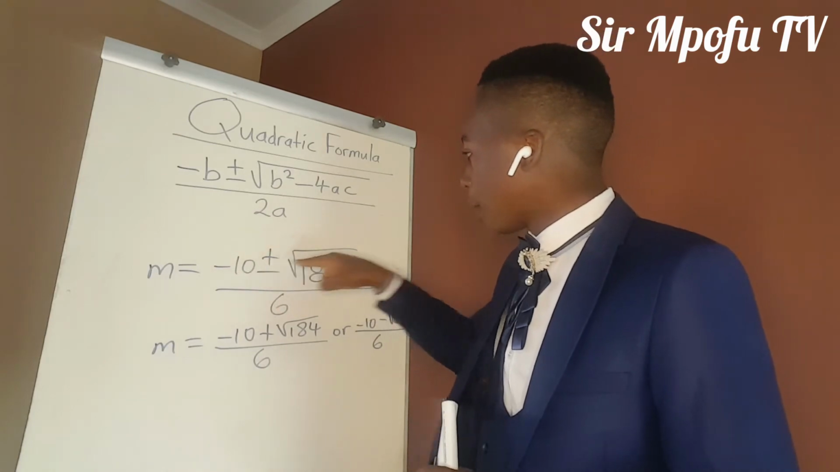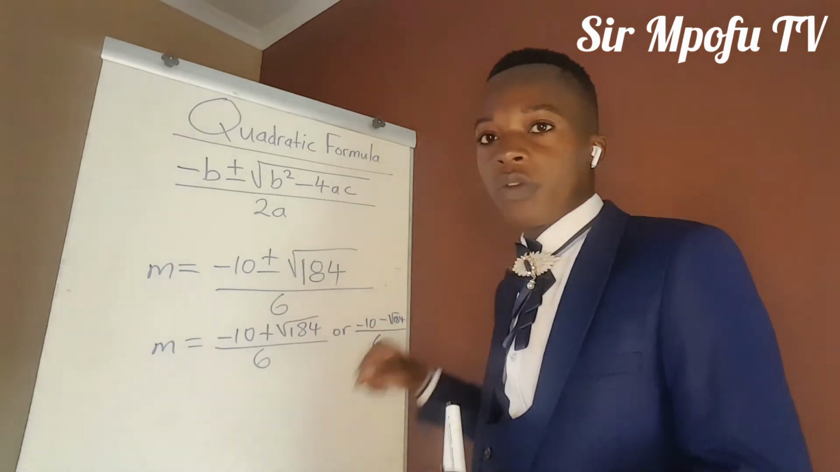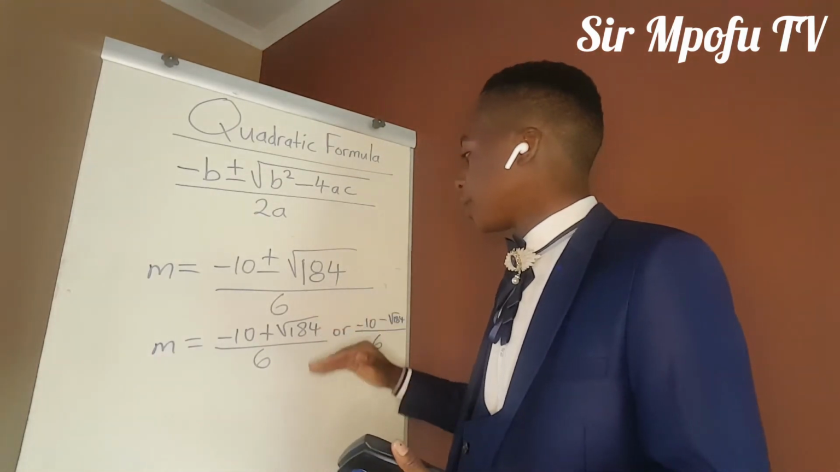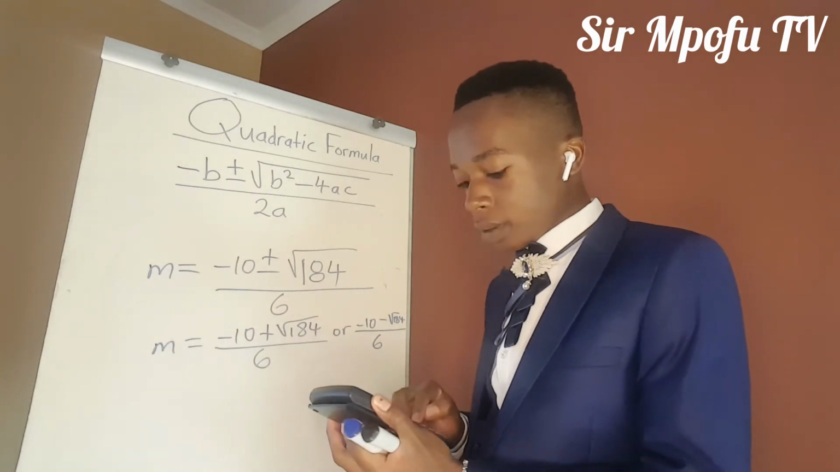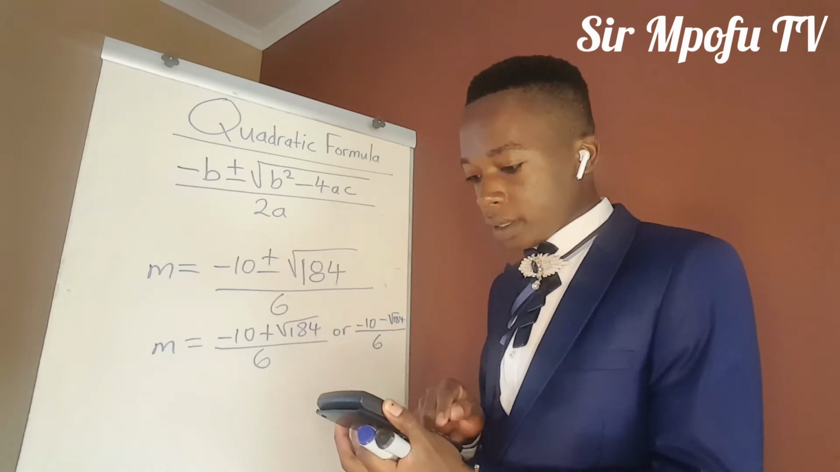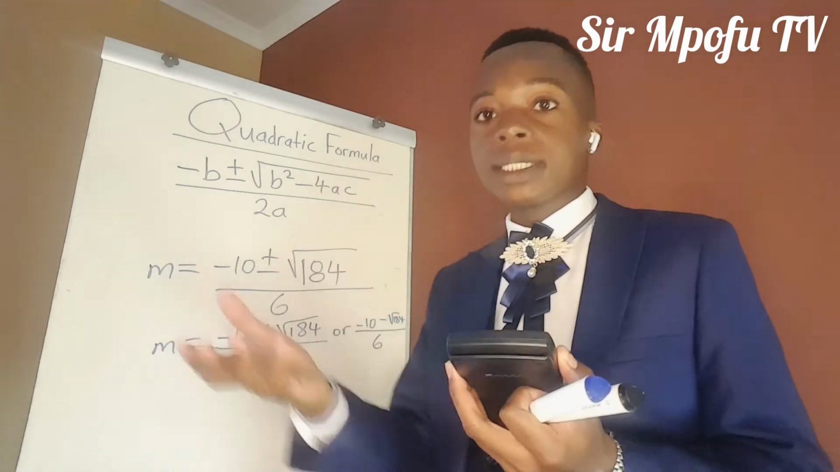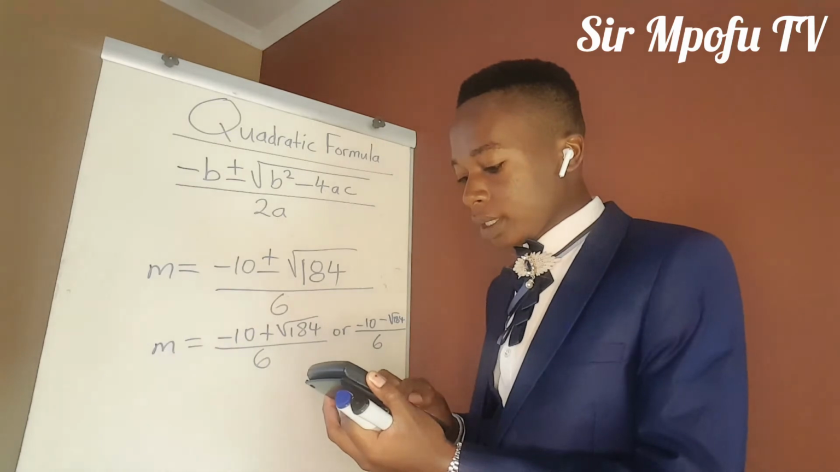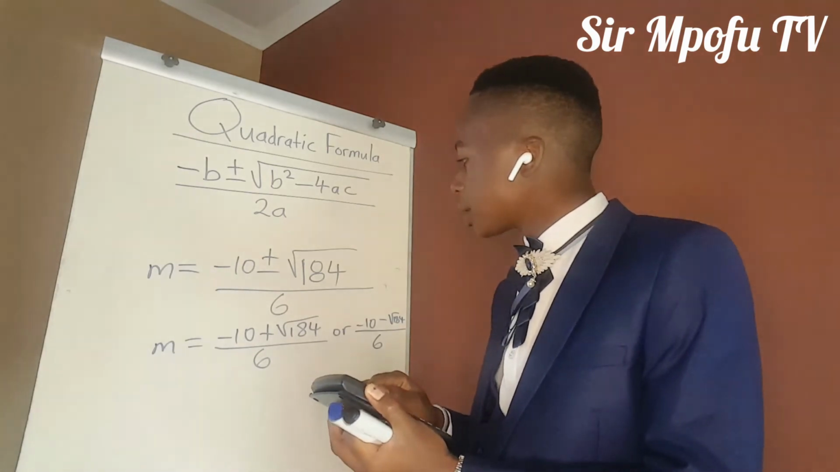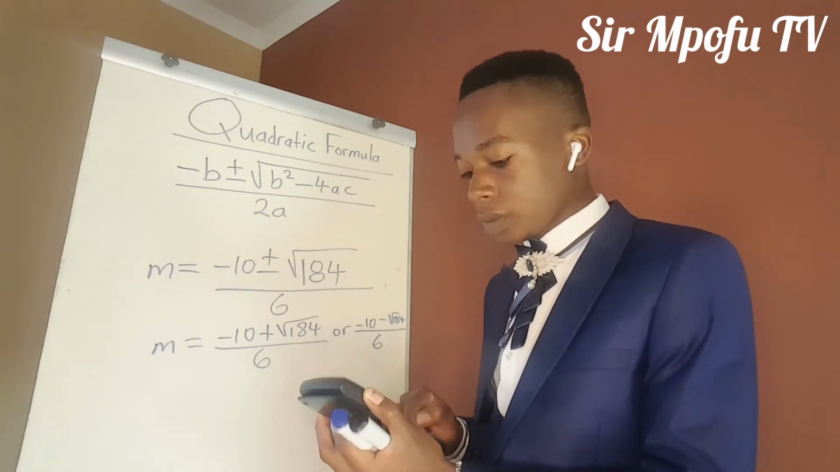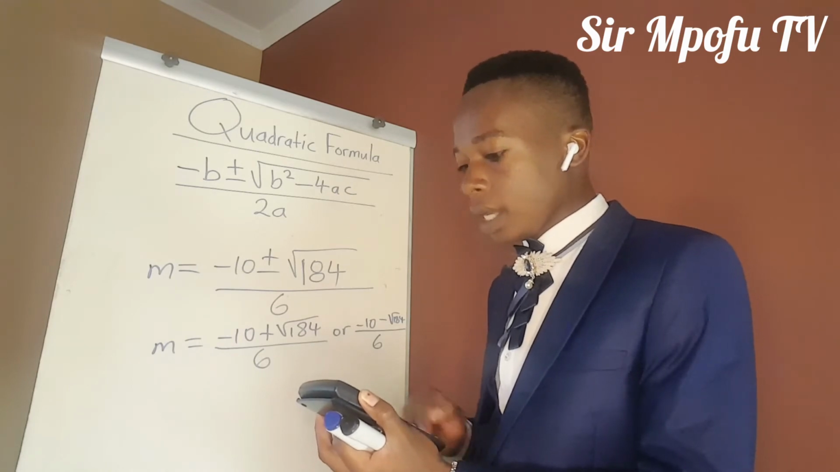The first one, you use a positive sign, and the second one, you use a negative sign: minus 10 minus the square root of 184 over 6. Now, because we don't know the square root of 184, you use a calculator. So it will be minus 10 plus the square root of 184. You can punch equal sign depending on which calculator you'll be using, divided by 6. I'm going to repeat again to see if I get the same answer. Minus 10 plus the square root of 184 divided by 6. Yeah, I still get the same answer.